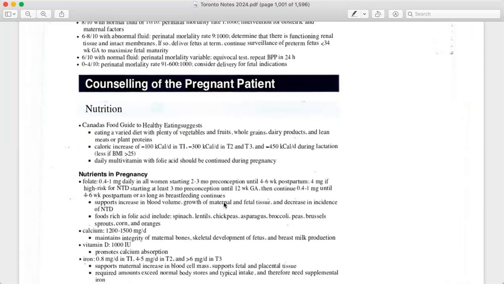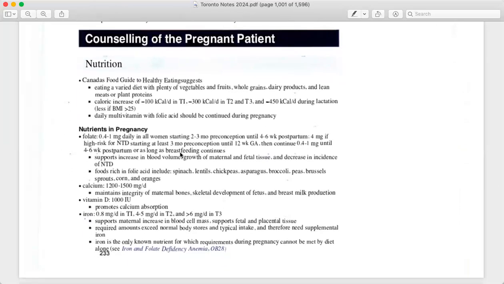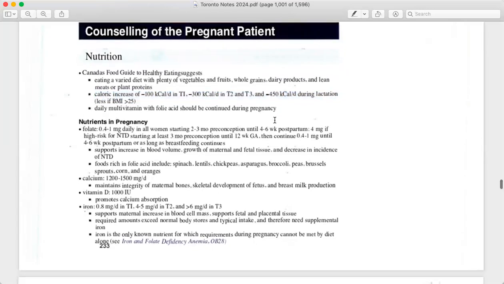Starting with the counseling, you are going to start with nutrition counseling, asking them what they need to eat and what they do not need to eat. So remember this one, caloric increase. In T1, it's 100. In T2, it's 300. In T2 and T3, it's 300. And at the time of lactation, it's 450. So just remember this one.